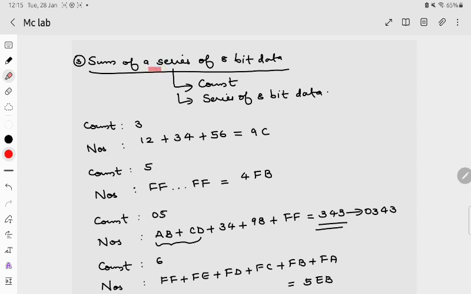So in this sum of a series of 8-bit data, the inputs are going to be a series of 8-bit data. That is the first thing, right? And the second thing is, whenever the name series comes, you need to remember there is always a count associated with that series. So in this case, you have a count of the number of numbers associated with the series, and the series of 8-bit data.